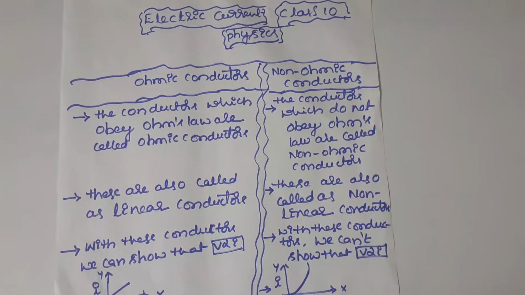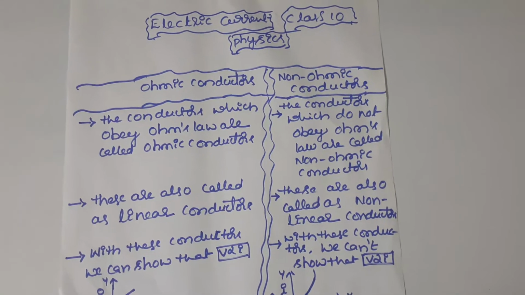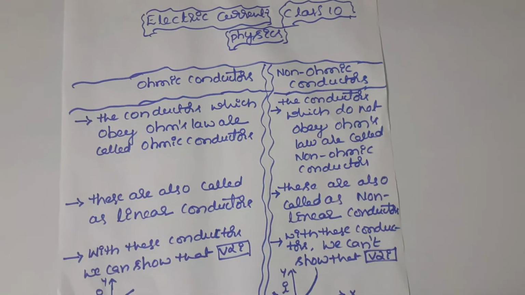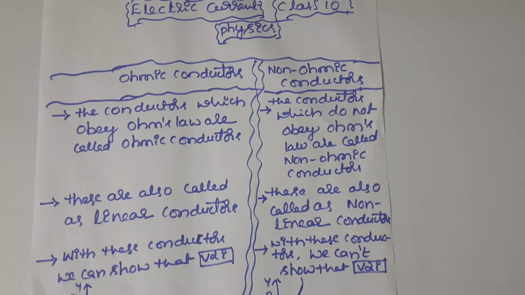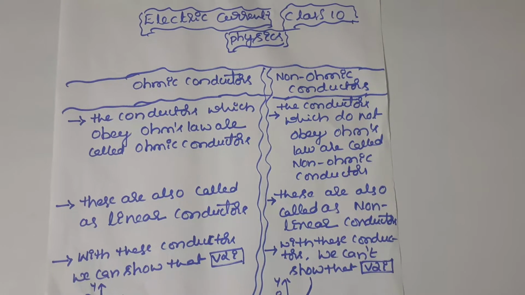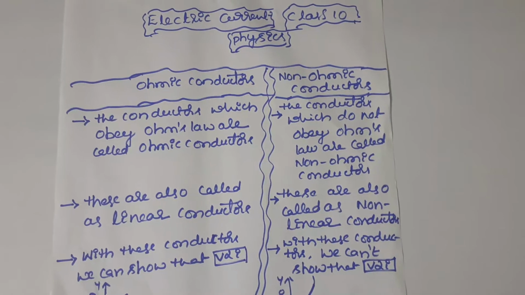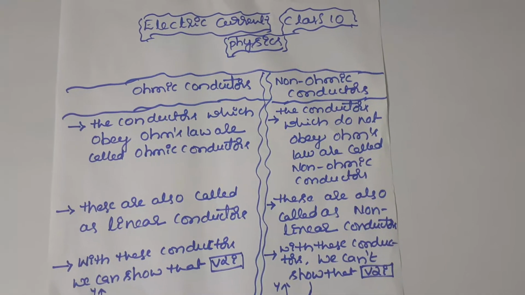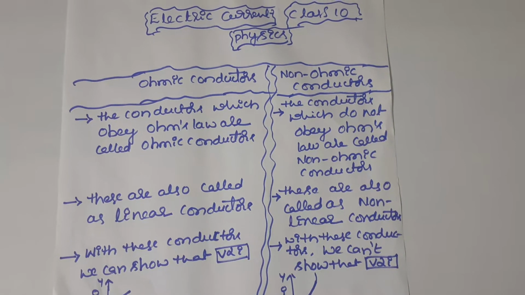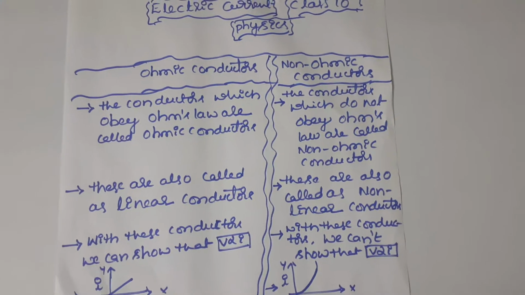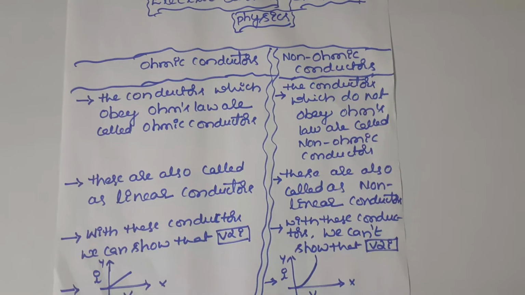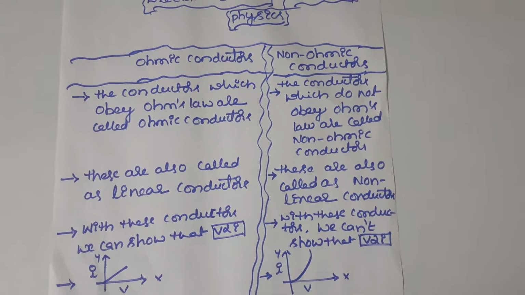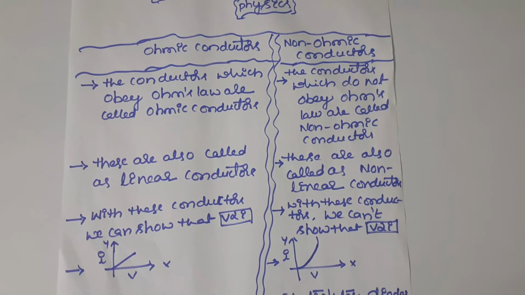So this is Ohm's law, and using the concept of Ohm's law, we can explain the differences between ohmic and non-ohmic conductors, students. Conductors which follow Ohm's law are called ohmic conductors. Conductors which do not obey Ohm's law are called non-ohmic conductors. Ohmic conductors are also called linear conductors, and non-ohmic conductors are also called non-linear conductors.